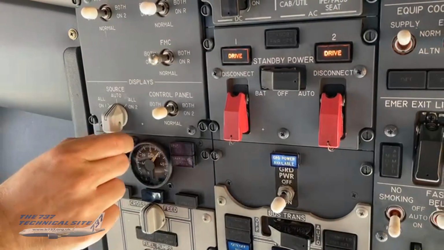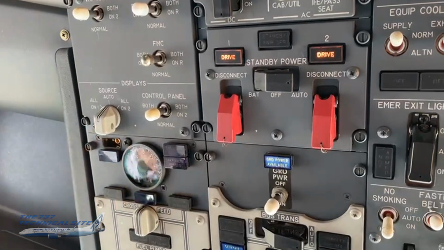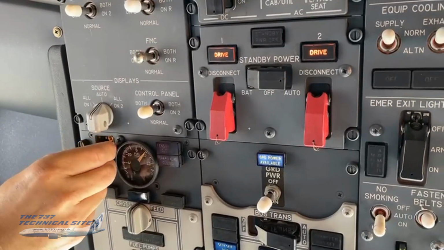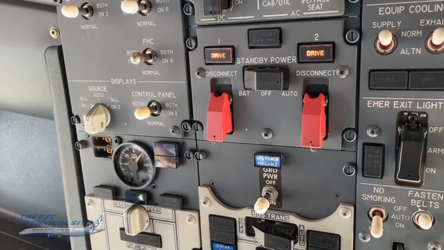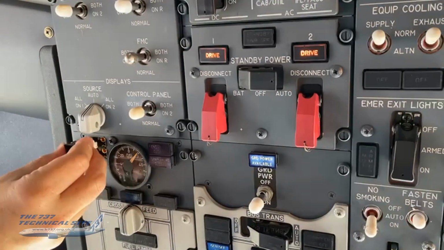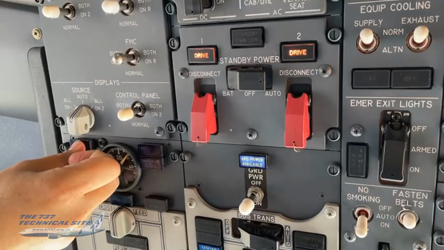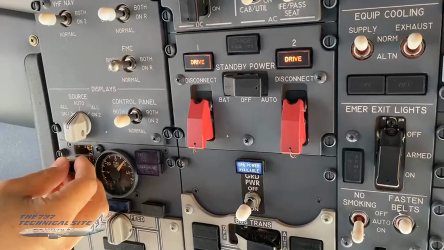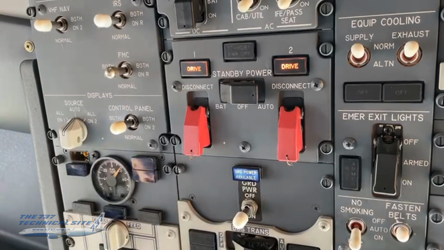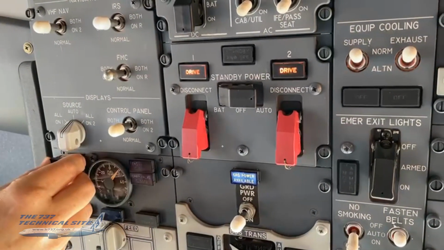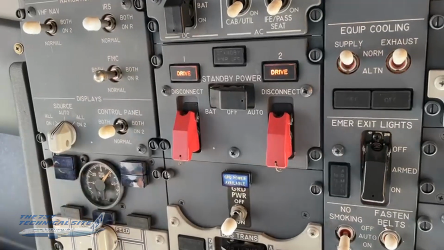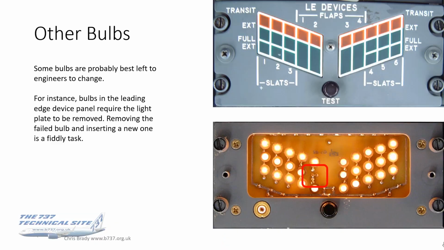If you were to try and change a couple of bulbs at once, you might, I guess, put them back in the wrong place. Well, the keying saves us from doing that. They won't go in the wrong hole, is what I'm saying. So they're pilot proof, which is good. We like that. Other bulbs definitely best left to the engineers to change.